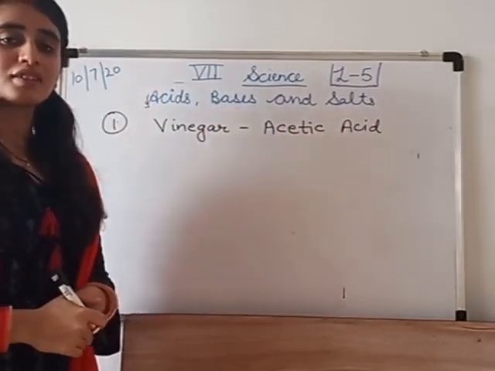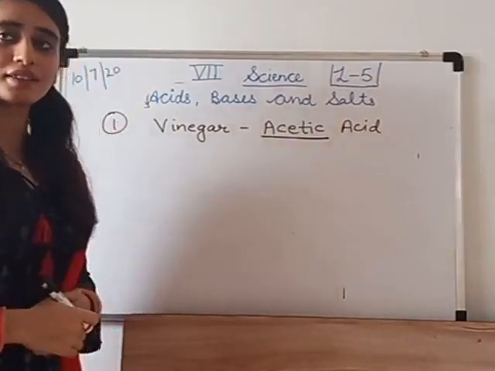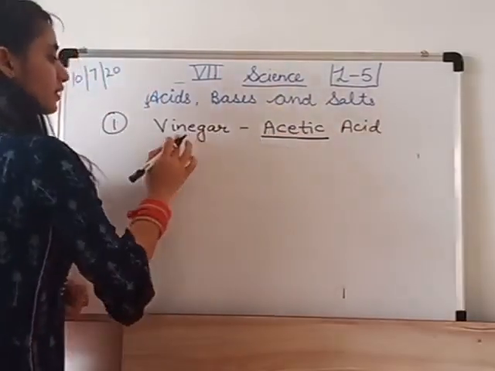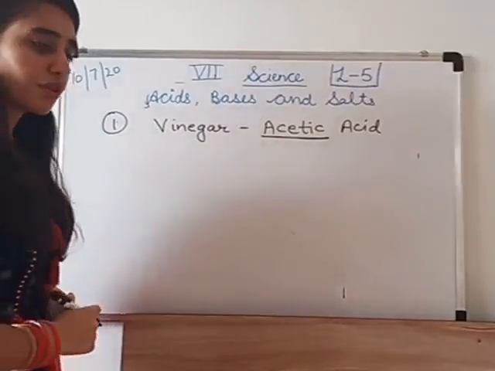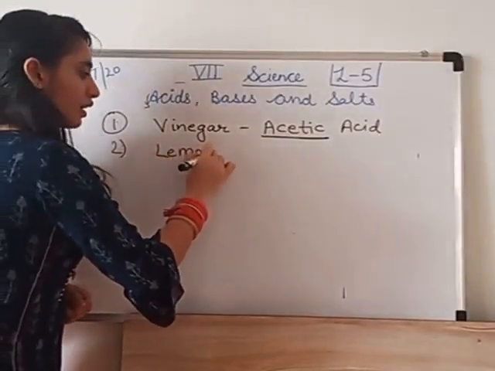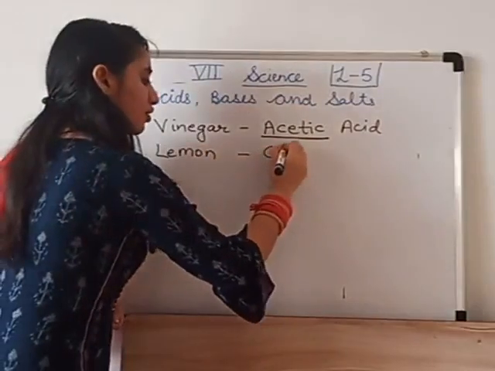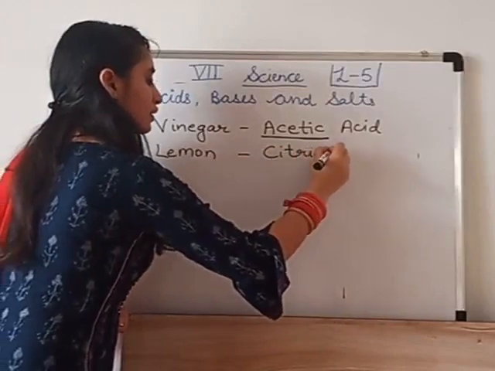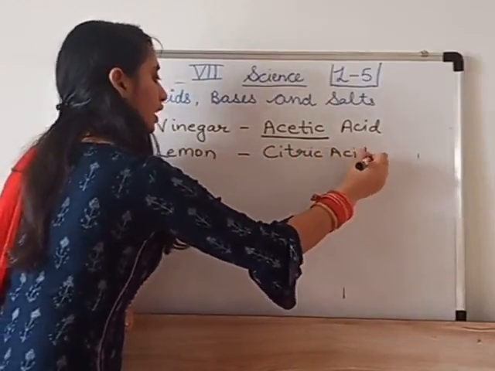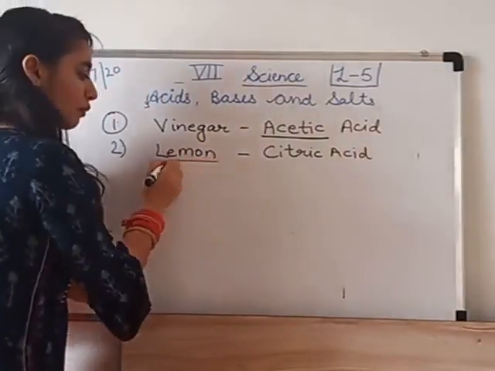Okay? Listen to these words very carefully because these are new words for you. Acetic acid is present in vinegar. Next is lemon. In lemon, which type of acid is present? Citric acid. Citric acid is present in lemon.